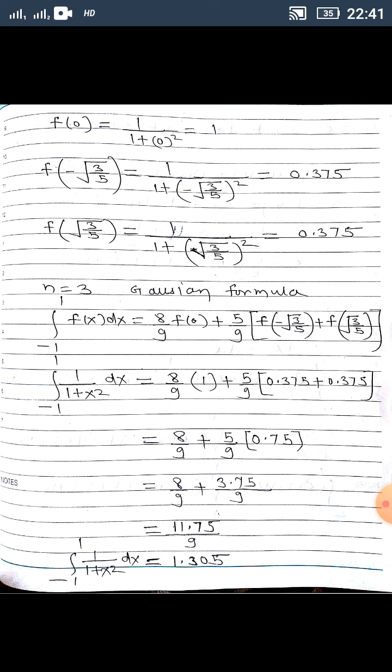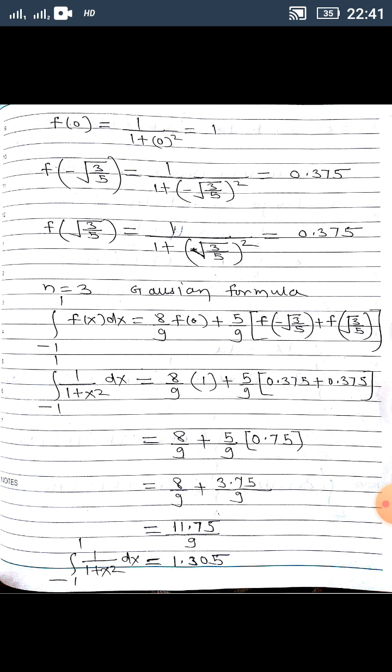If you multiply, 3.75 divided by 9, so 11.75 divided by 9 will be the simplification, and finally if you divide it by 9, the value comes as 1.305. So this is the value for the 3 point formula. Okay, so this is the Gaussian quadrature formula.